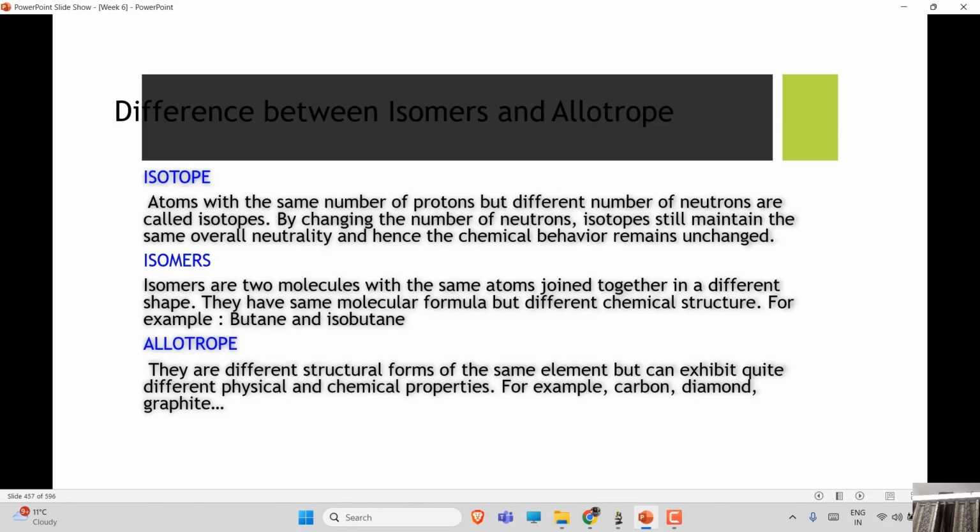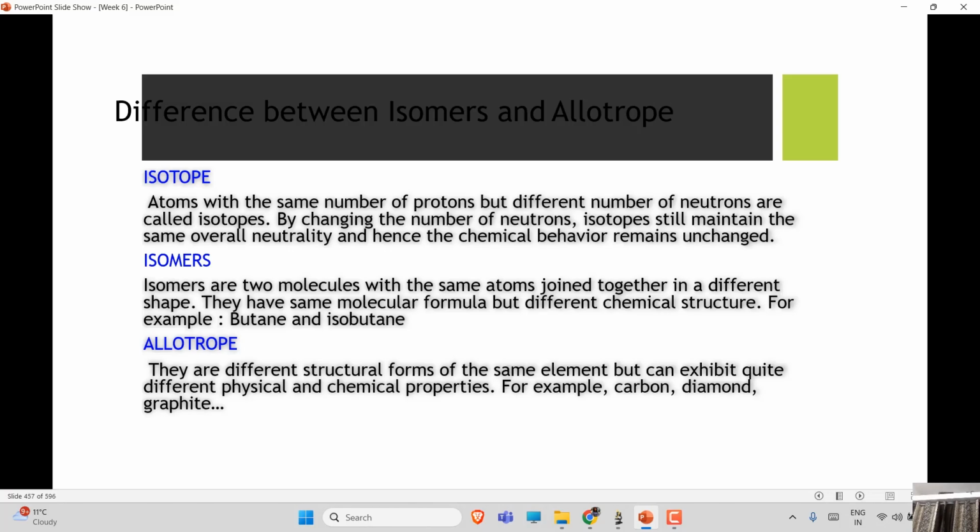If we talk about isotopes, atoms with the same number of protons but different number of neutrons are called isotopes. By changing the number of neutrons, isotopes still maintain the same overall neutrality and hence the chemical behavior remains unchanged.